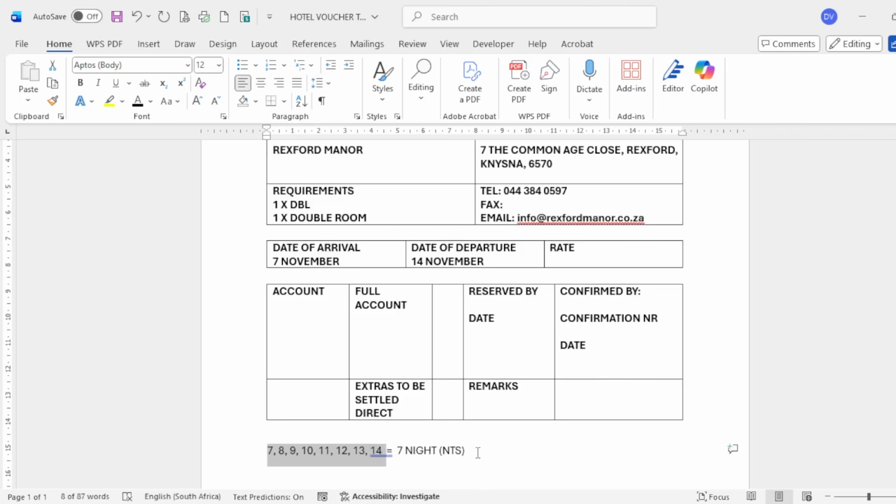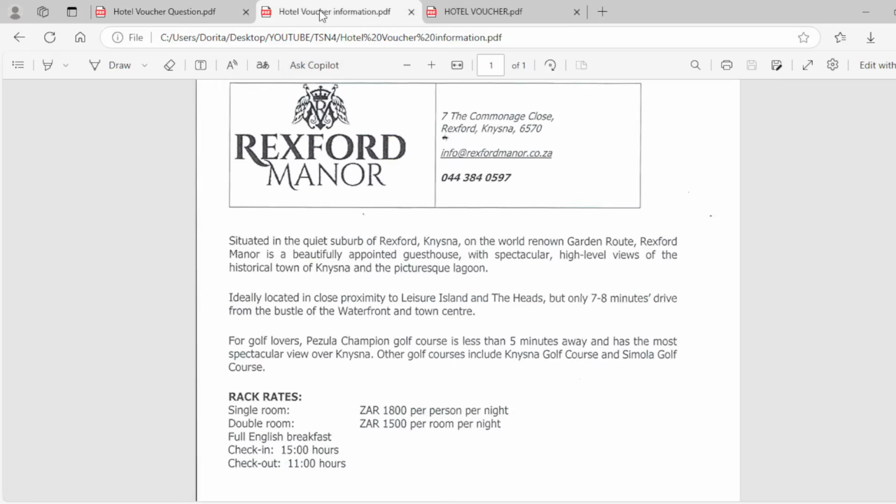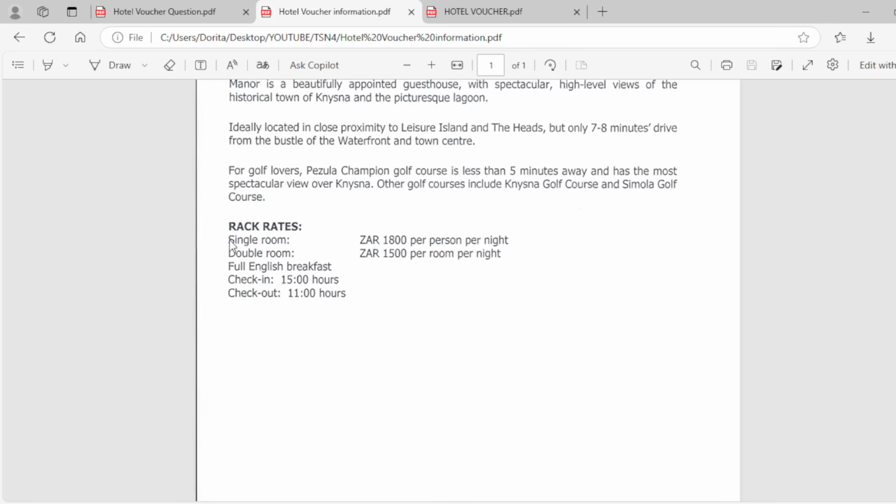And that's why it is only 7 nights, right? How much do we charge? The only way for you to know is to look at your addendum and check what rates were given to you. Here on the addendum of the hotel, if you go down, you will see the rates. They've got a rate here for a single room, which is not what we want, because remember, it's Mr. and Mrs. Carney. So we need the double room, which is 1,500 Rand per room per night.